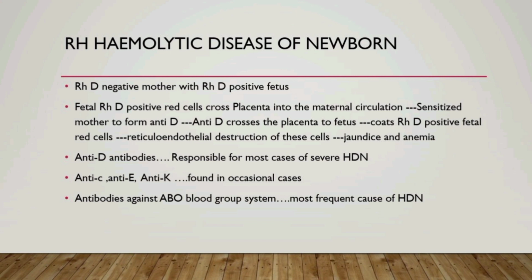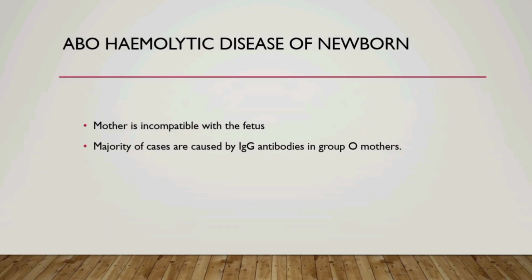Anti-D antibodies are responsible for Rh incompatibility in most cases, although anti-C antibodies, anti-E antibodies, and anti-K antibodies also cause incompatibility in some other occasional cases. Then we will move to the ABO incompatibility. In ABO incompatibility, the mechanism of development of HDN is the same as that of Rh incompatibility.